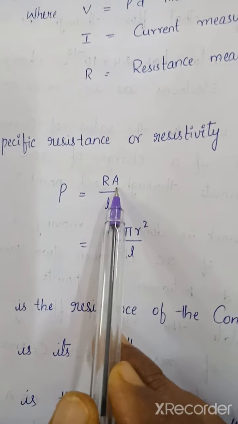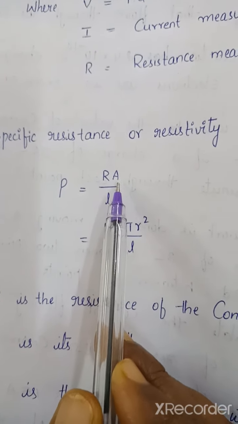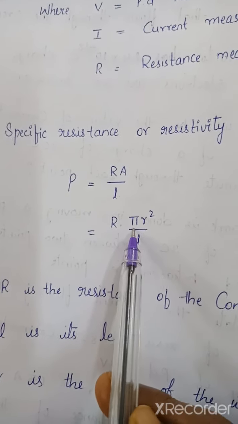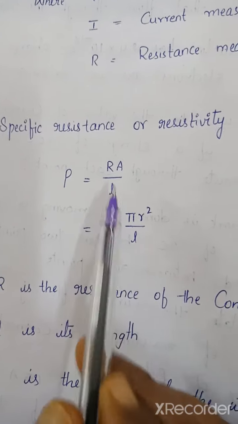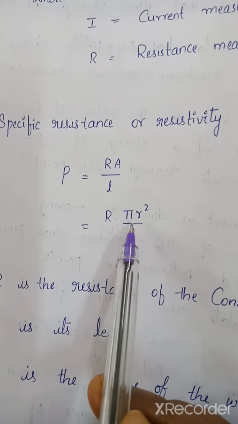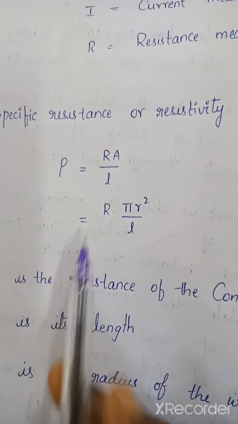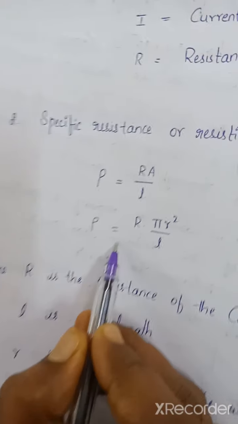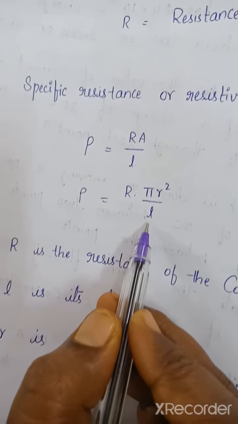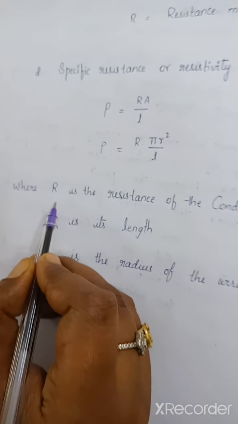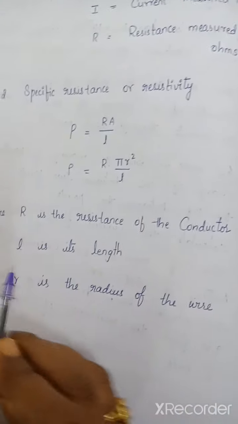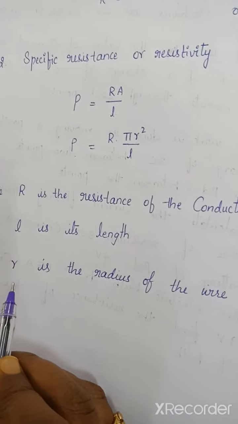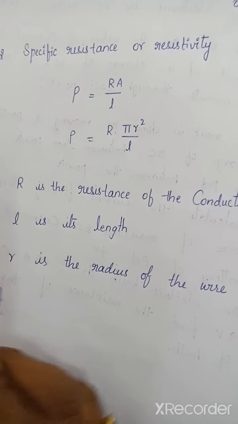As the area of cross section is in a circular pattern, the area of cross section can be substituted in the place of A as pi r square. So A equals pi r square. That is the reason we are transforming this formula. Therefore, rho equal to R into pi r square by L, where capital R is the resistance of the conductor, L is length of the conductor, small r is radius of the wire.